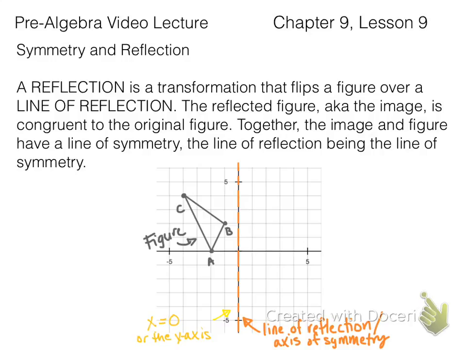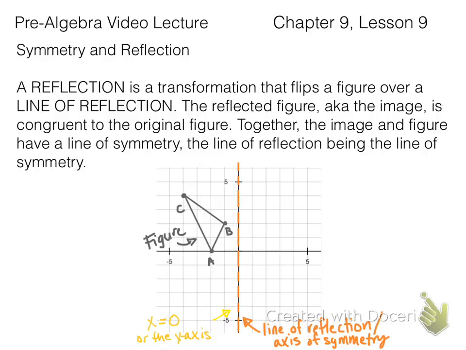All right, so now we need to reflect the figure onto the other side of the line of reflection. To do that, we need to count how far each point in my figure is from the line of reflection, and then count that same distance from the line of reflection, but on the other side.